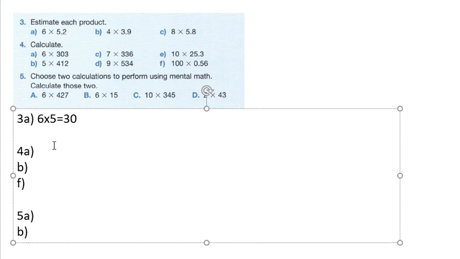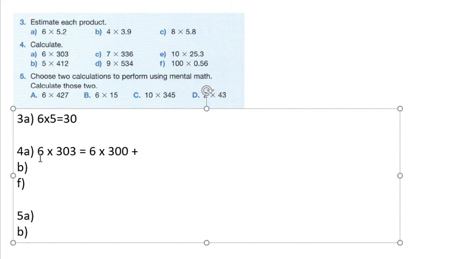Let's look at 4a here. 4a is asking for a calculation. So this is 6 times 303. We have many different ways of doing this. So we could add 303 up 6 times. So 303 plus 303 plus 303. We could do that. That will work. Or we could use some mental math, and I could take my 6, and I could say 6 times 300, and then I can add that to what I haven't yet multiplied.